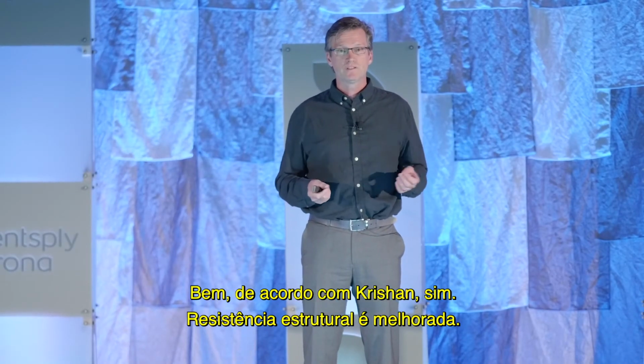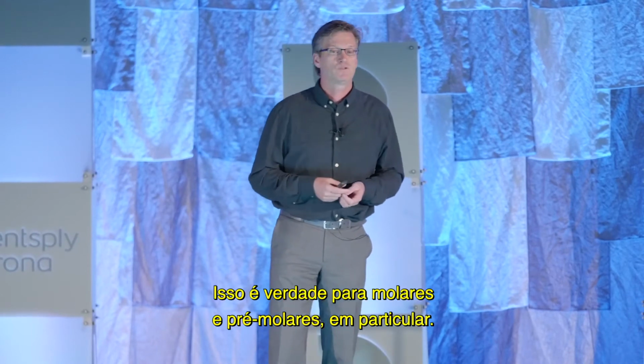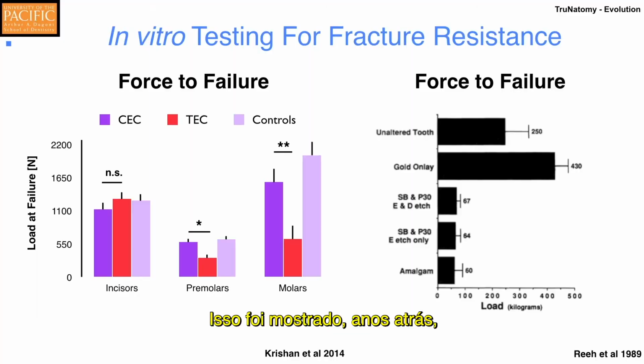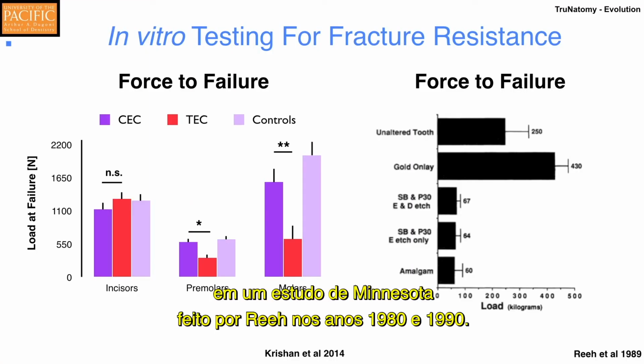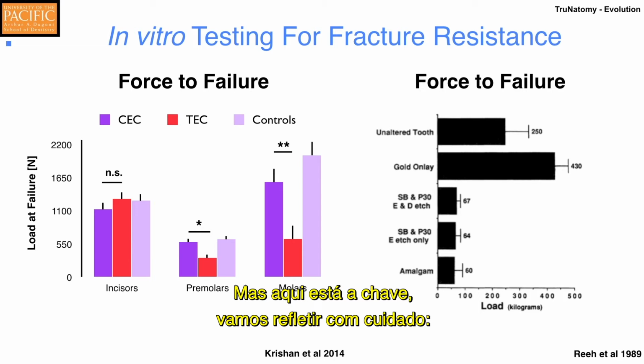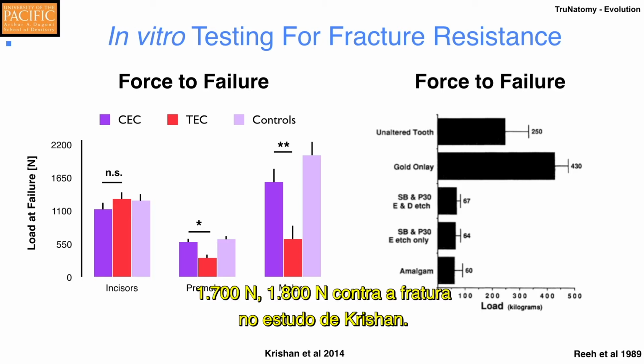So structural resistance, or structural strength, is enhanced. And this is particularly true for premolars and molars. This goes back years, and it relates to what Rhea and Messer did in Minnesota in the 80s and 90s. But here's the key. Let's think this through very carefully. They are showing 1650, 1800 newtons to fracture in the Krishan paper.